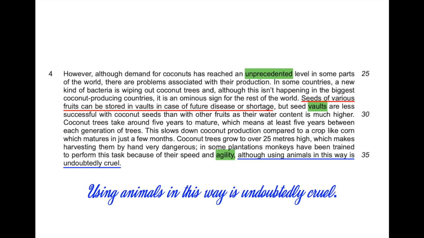How do we know it's a fact? Because we can check. We could ask scientists, for example. We could ask people who specialize in the protection of seeds. Is it possible to keep seeds in vaults underground in order to protect them from disease or shortage? And we could get an objective answer. Therefore, the sentence that is underlined in red is a fact, and the sentence that is underlined in blue is an opinion. And underneath I've written, using animals in this way is undoubtedly cruel. That is what you would answer in your test paper.